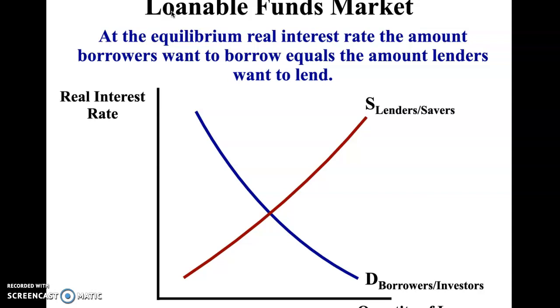Notice the margins. It's not nominal interest rate. That would be the money market graph. And the quantity is loans. So we're trying to figure out what's the equilibrium real interest rate, and what is our equilibrium quantity based on where the supply and demand will meet.